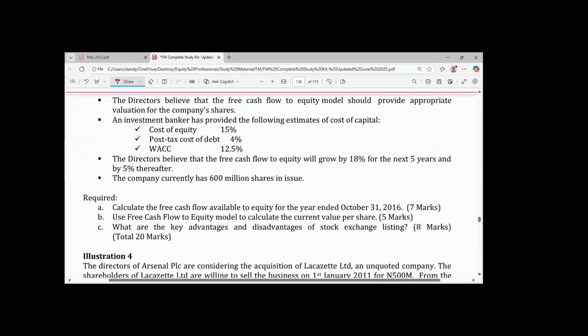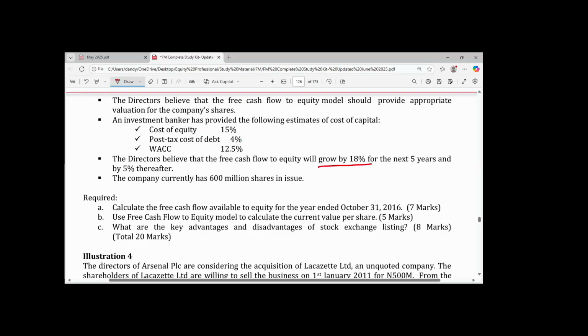The directors believe that the free cash flow to equity model should provide appropriate valuation for the company's shares. An investment banker has provided the following estimates of cost of capital: cost of equity at 15%, post-tax cost of debt at 4%, WACC 12.5%. The directors believe that the free cash flow to equity will grow by 18% for the next 5 years and by 5% thereafter. The company currently has 600 million shares in issue. Required: calculate the free cash flow available to equity for the year ended October 31st, 2016.